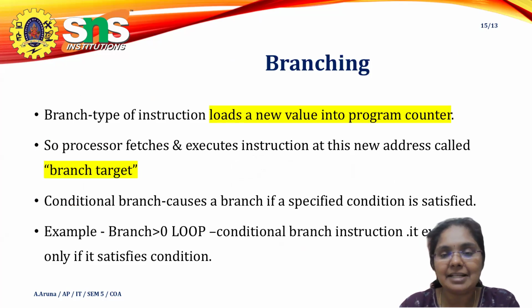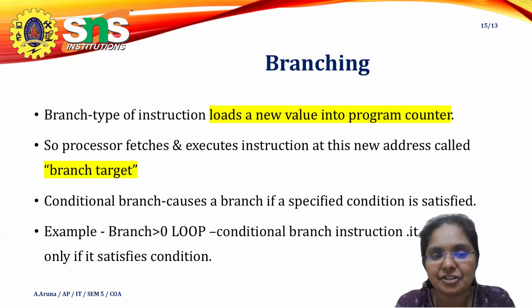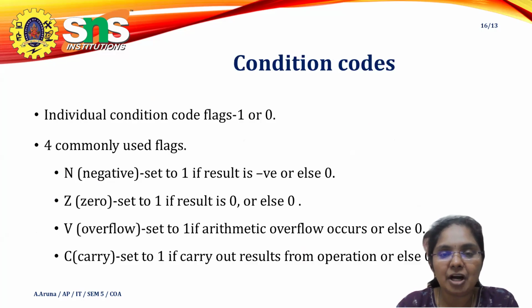The next topic is branching. While going for branching, a very important term is the branch target address. This is the process of fetching and executing the instruction at the new address. We call this the branch target address. A branch type of instruction loads a new value into the program counter, because we don't know whether it may happen or not. A conditional branch occurs if the specified condition is satisfied. That is why we call the new address the branch target address.